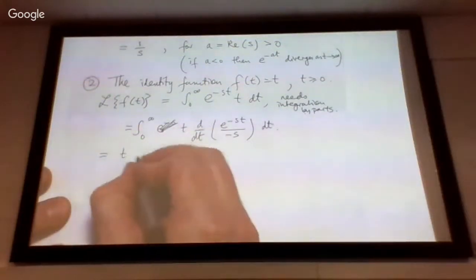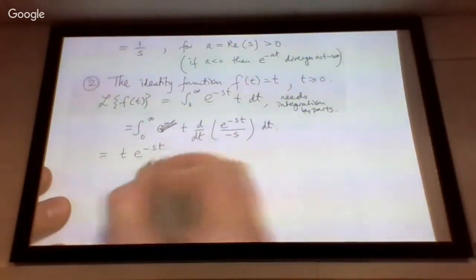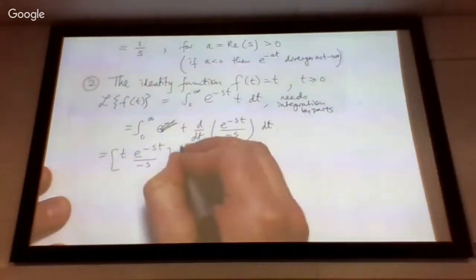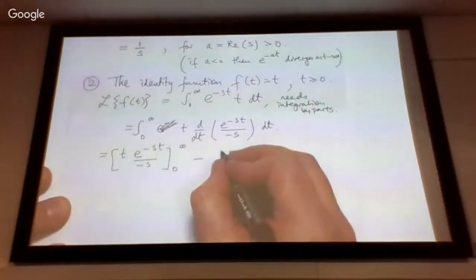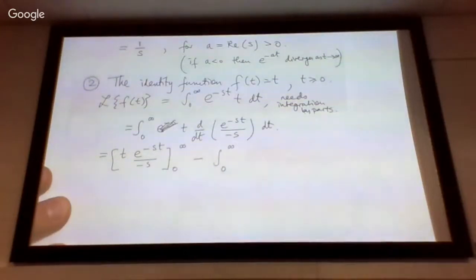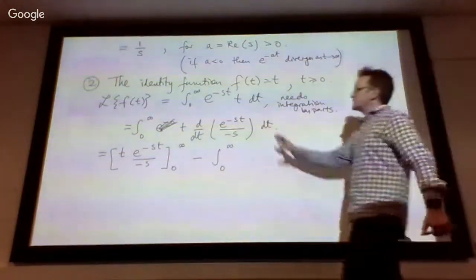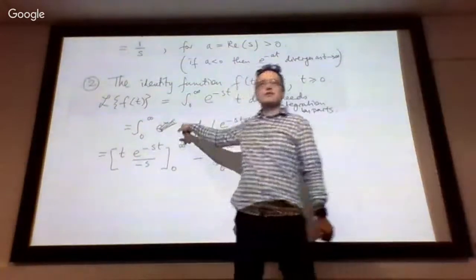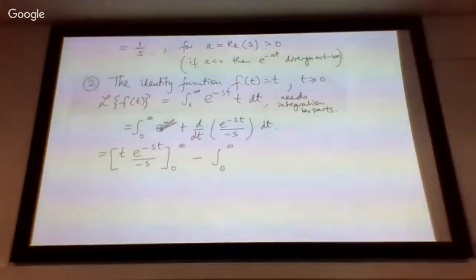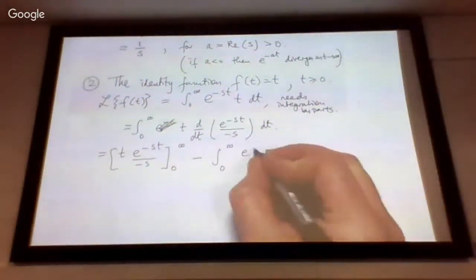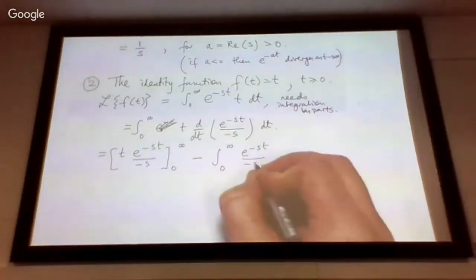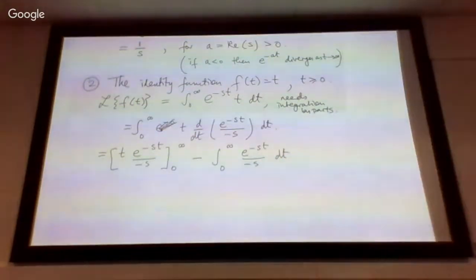So it's going to be t times this e to the minus st over minus s, evaluated at 0 and infinity, minus the integral from 0 to infinity of this factor within the brackets multiplied by the derivative of that one. Well, the derivative of t is 1, so we just have this factor here in the brackets. Okay, so that's carrying out the integration by parts.